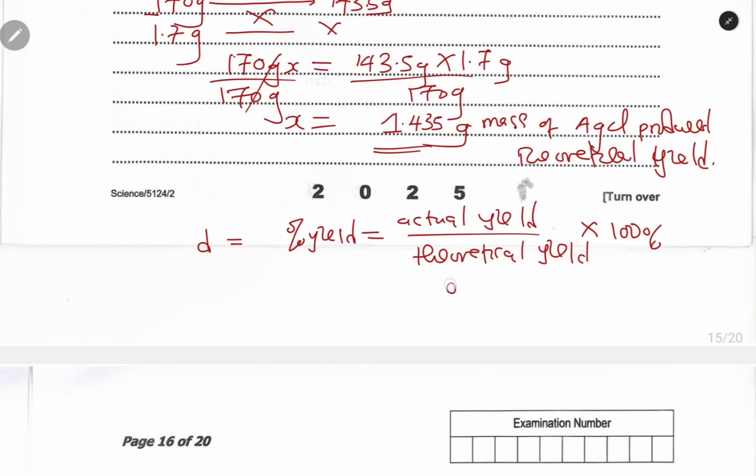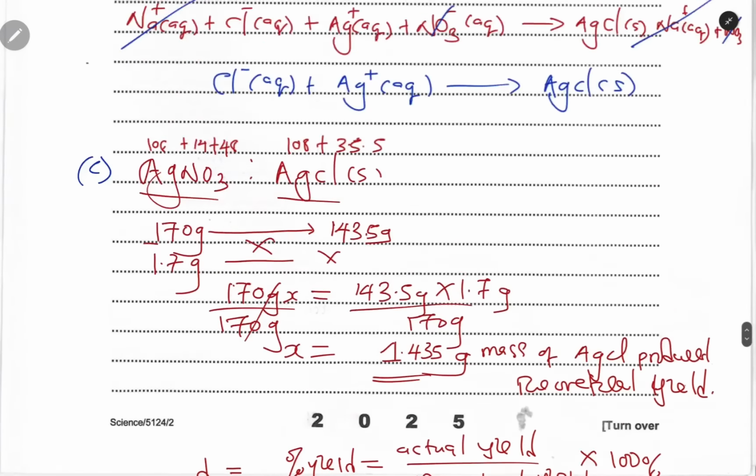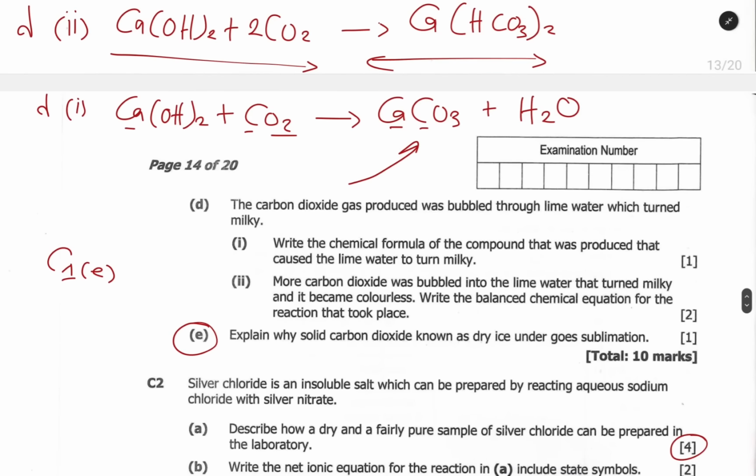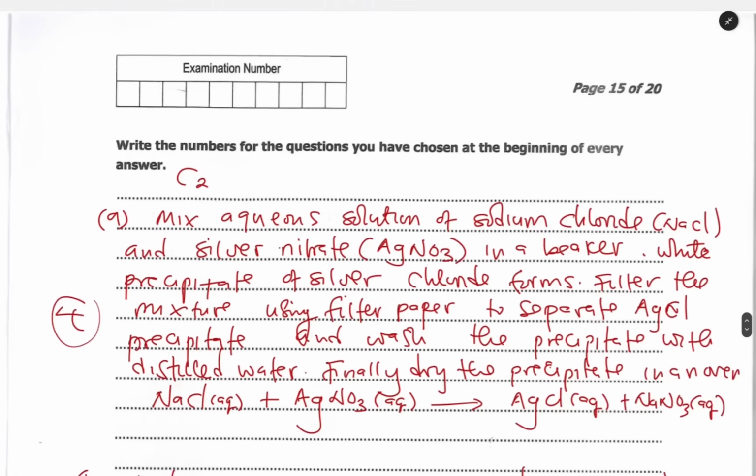So what is the actual yield? 0.95 gram over theoretical 1.435 gram multiplied by 100. Okay, multiply by 100, able to find 66%. Confirm if that is the answer that you're finding. Otherwise, that is what we needed to write on this C2 question. That answers the whole question.